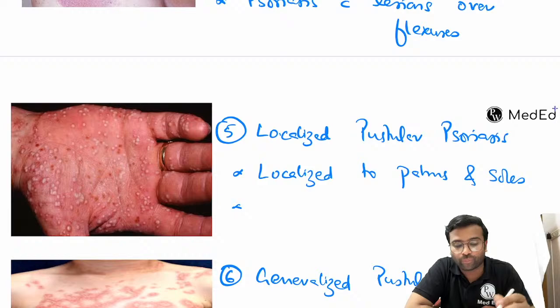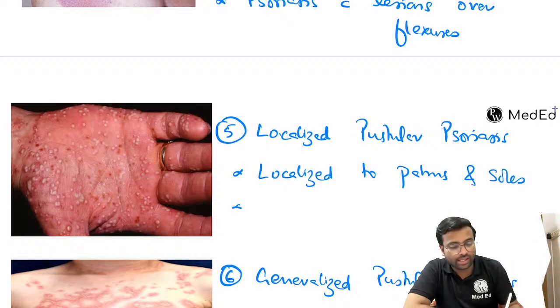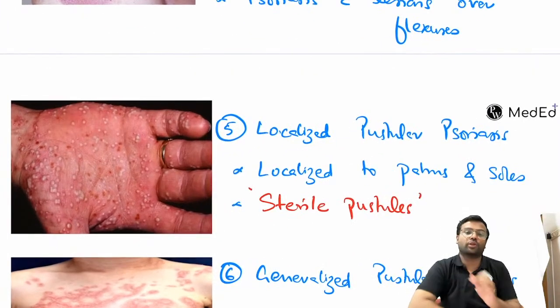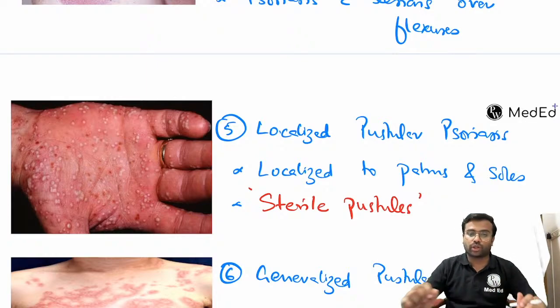Any guess, all of you? What is it going to be? Is it going to be positive for bacteria? Positive for fungus? Is it going to be a sterile pustule? What's your answer? Now, all of you, please remember, these are going to be sterile pustules. So that is going to be your most important point here when it comes to localized pustular psoriasis.